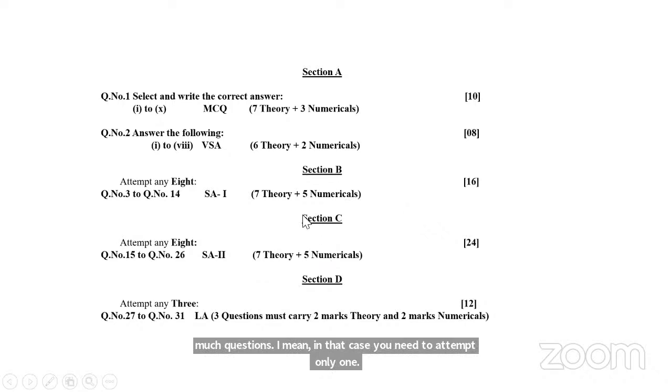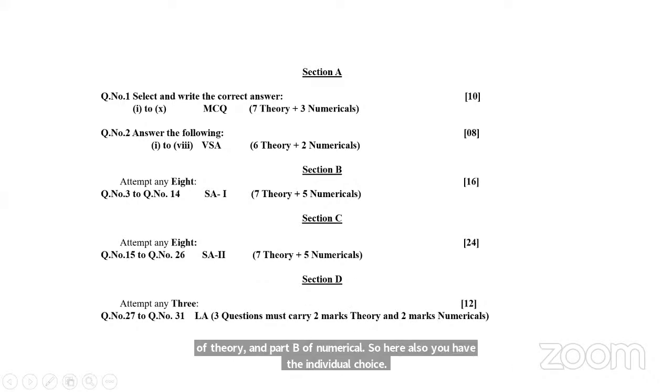Same is the case with section C. So again, that is an individual's choice, which questions I need to pick up, whether I want to go for theory questions or whether I want to go for numericals. That you will have to take a decision individually, right?